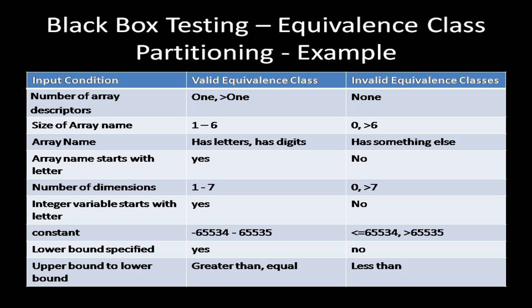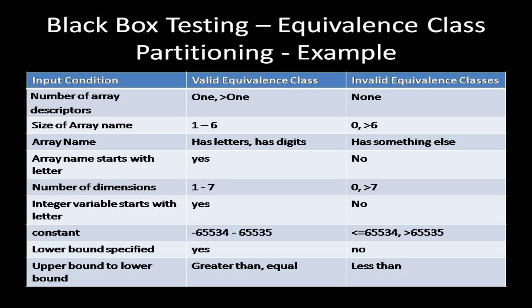2. The second input condition would be size of array name. Valid input class for this will be any number between 1 to 6. Invalid classes for this would be 0 and any number greater than 6. 3. The third one would be array name. Valid equivalence classes for this one would be array name with numbers and array name with letters. Invalid class would be array name with anything other than digits and letters.